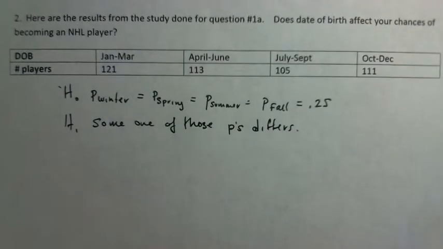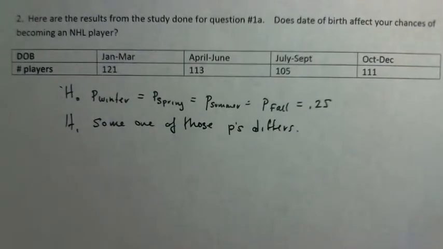And of course, if one of those p's differ, at least two of them have to differ, but that's the alternative hypothesis: at least one of them is different.